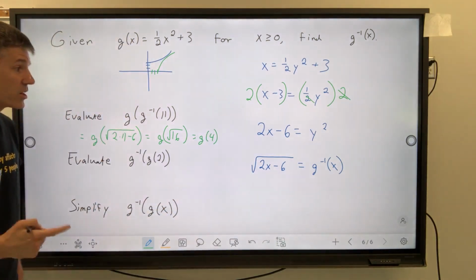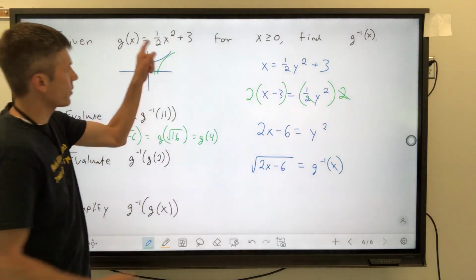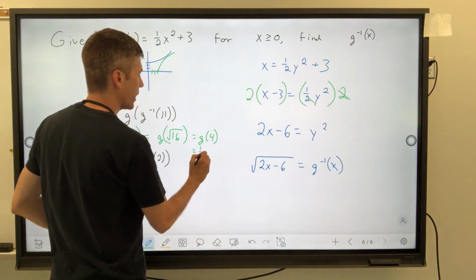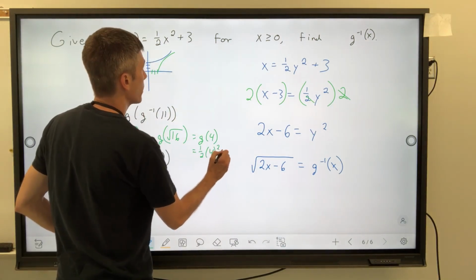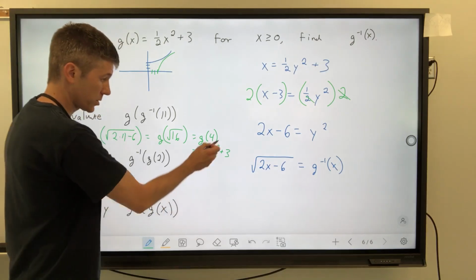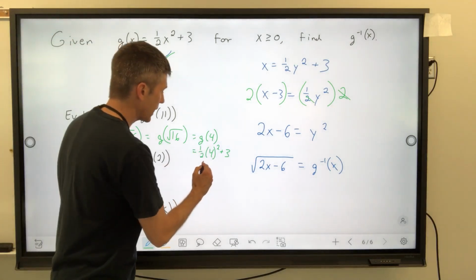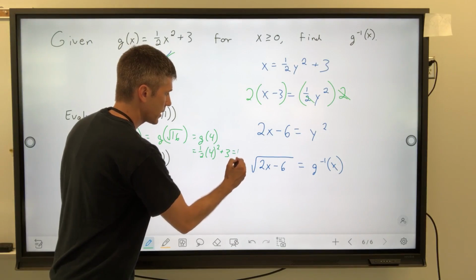Now I want to find out what g of 4 is. I'm going to plug a 4 in right up there, and that's going to give me 1/2 times 4 squared, and then plus 3. So 4 squared is 16. Half of that would be 8. 8 plus 3 is 11.